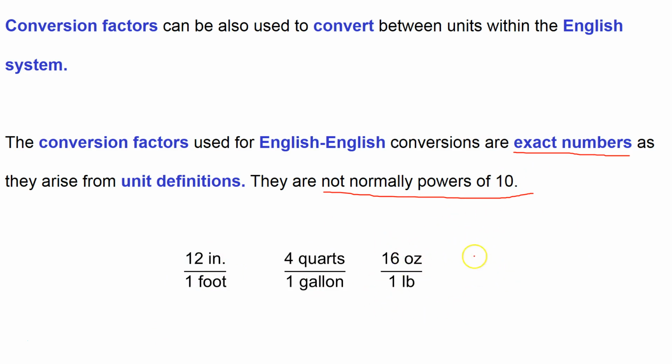Like I said, I don't expect you to know all of them off by heart. Most people don't know how many cups are in a gallon, or how many tablespoons or teaspoons are in a gallon, or how many furlongs are in a mile, for example. These can be pretty obscure numbers.